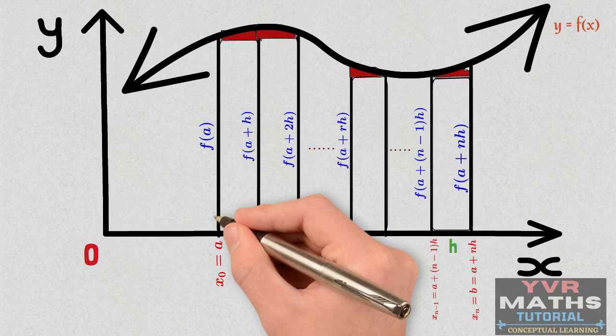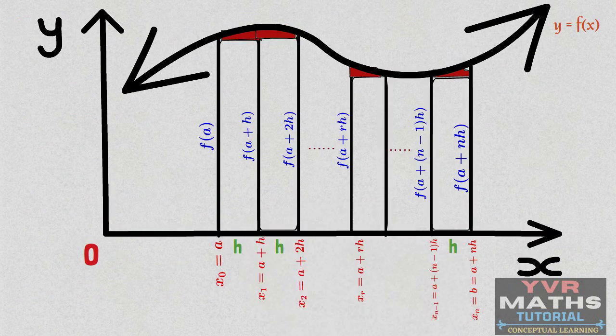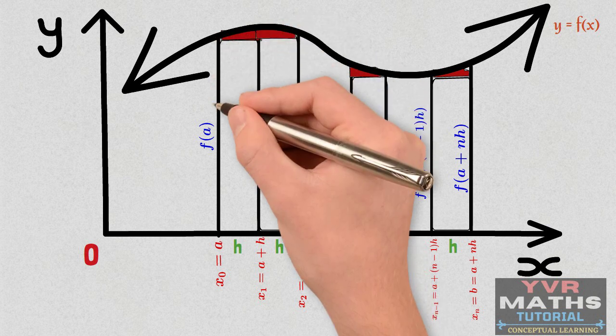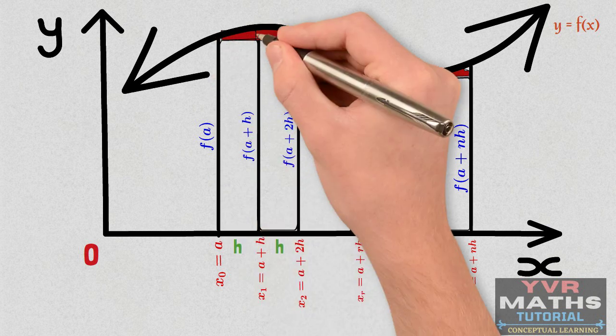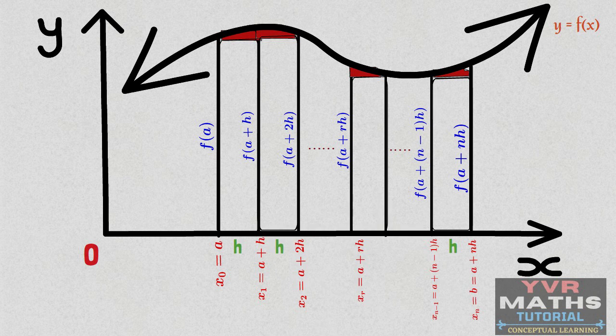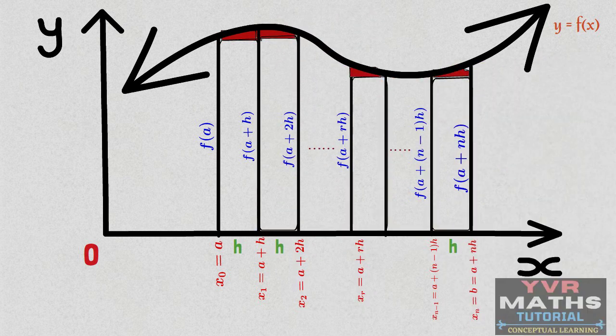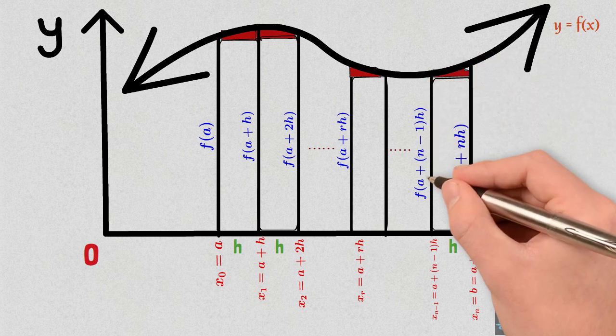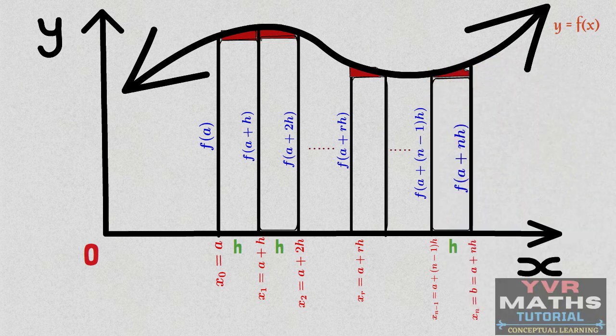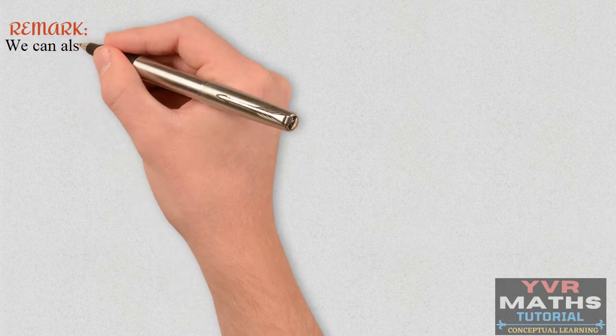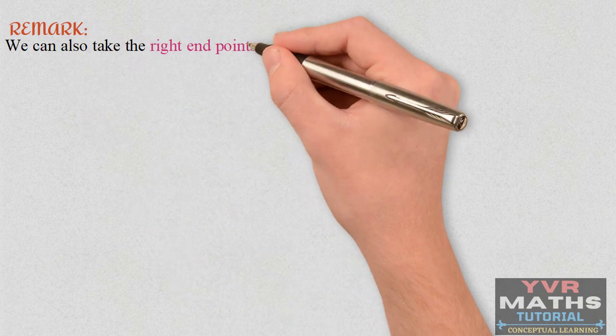Here I want to discuss one remark. While finding Sn in the above discussion, we have taken the left end points of subintervals. See here, from the first rectangle, we took the left end only. From the second rectangle, we took the left end only, and from the last rectangle also we took the left end only. So we can also take the right end point of the subintervals throughout to obtain the formula.